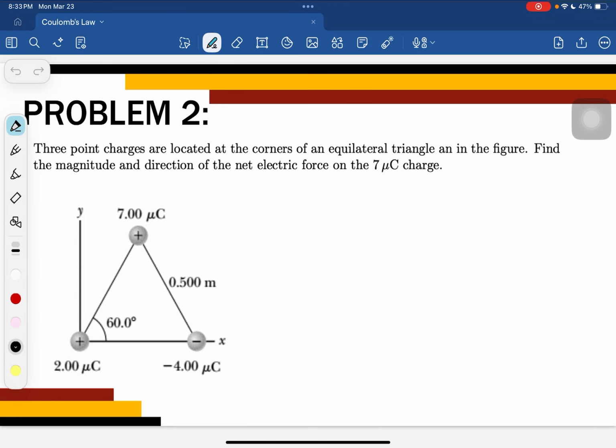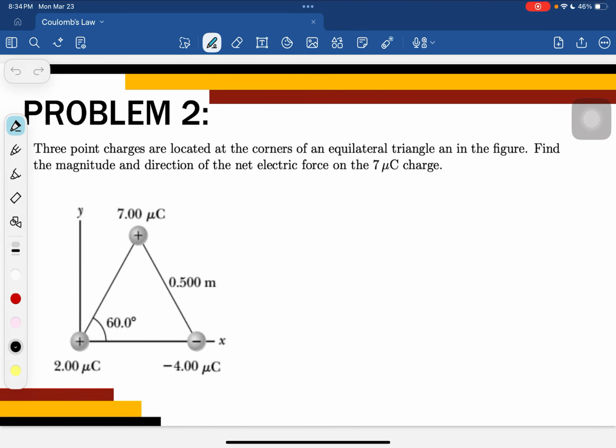It says three point charges are located at the corners of an equilateral triangle as in the figure. Find the magnitude and direction of the net electric force on the 7 microcoulomb charge. We can see that the 7 microcoulomb charge is positioned at the tip of our equilateral triangle. The other two charges are 2 microcoulomb and negative 4 microcoulomb.